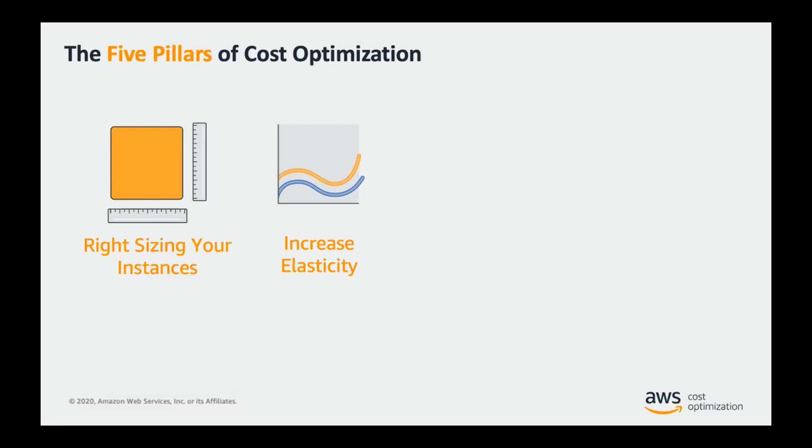The other way is increase your elasticity. What it means is, you want to size your environment so it sizes up or down based on the workload or the number of user requests that come in. So you would want to have your workload elastic enough to react to high load situations, and also scale down when there is not that much activity.